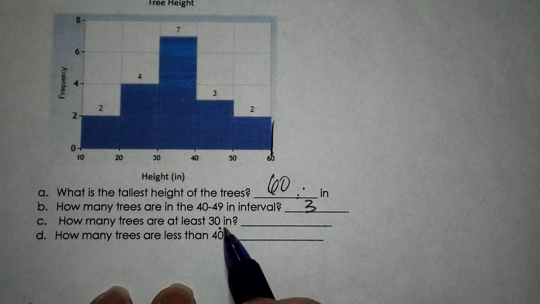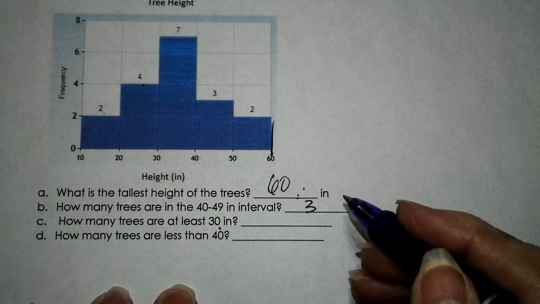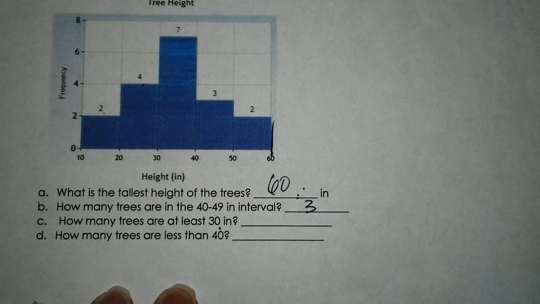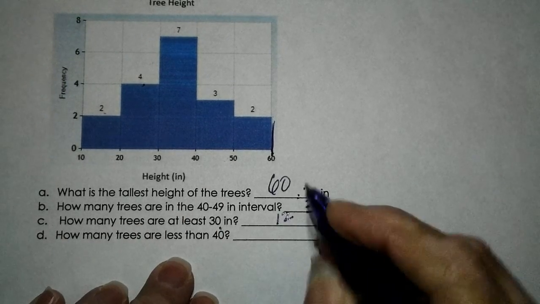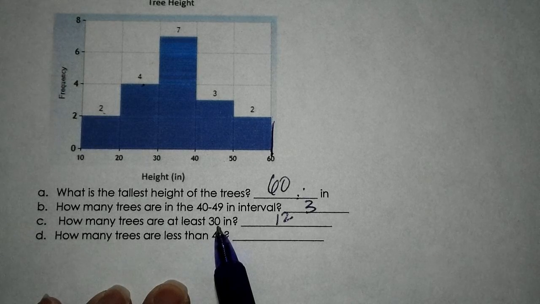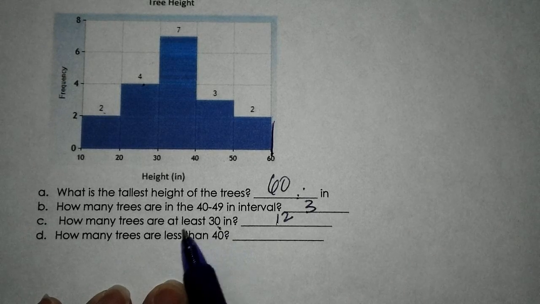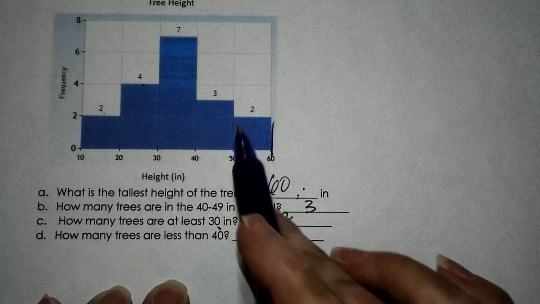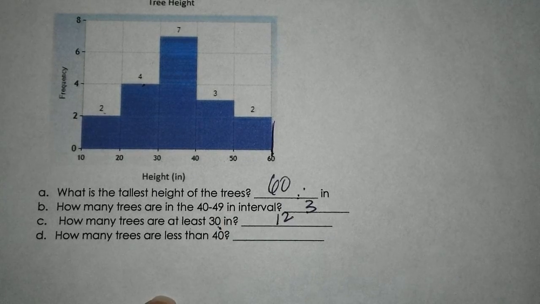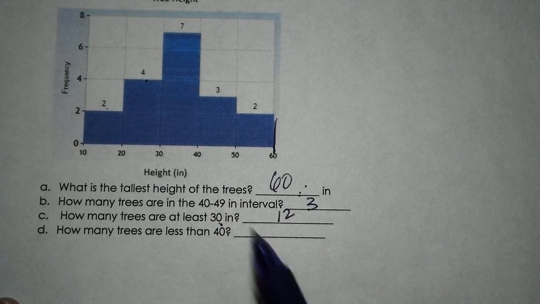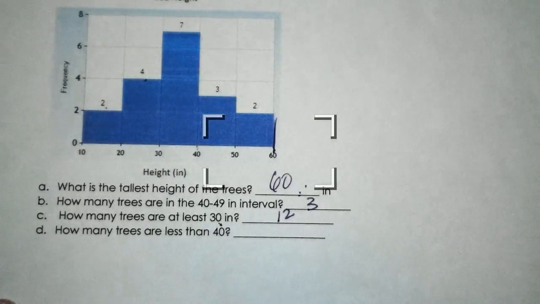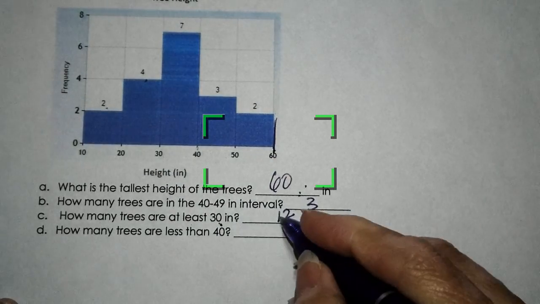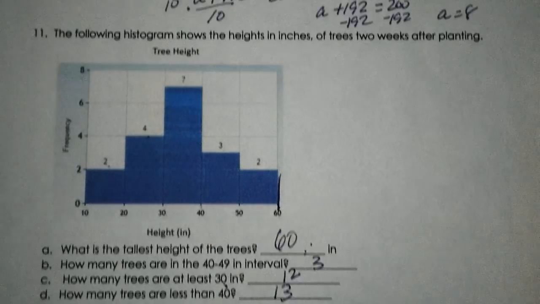So that would be 4 and 2. No. At least would be more than that. So that would be 12. Yeah, how many trees are at least 30 inches? So it's got to be 30 or more. So that should be 12. And then how many trees are less than 40? So here. So 7, 4, and 2. So that would be 13.